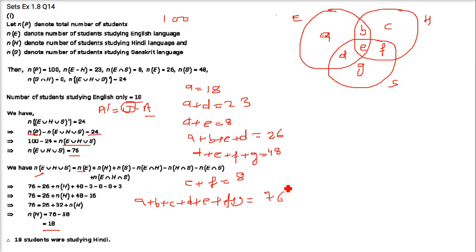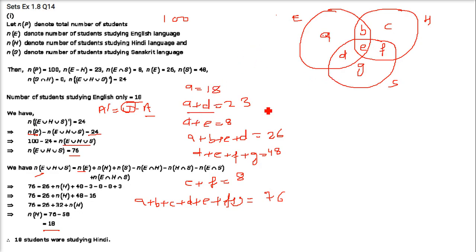Now, the important thing is what all we have and how to get the other values. We'll try to solve that. We have to find out how many students were studying Hindi, through this method, and then how many students were studying English and Hindi. So English and Hindi is this one. English and Hindi is B plus E.